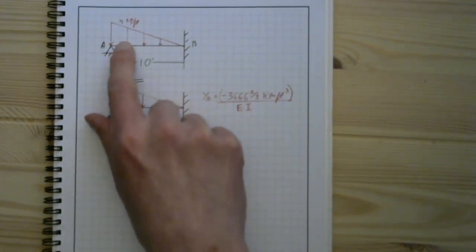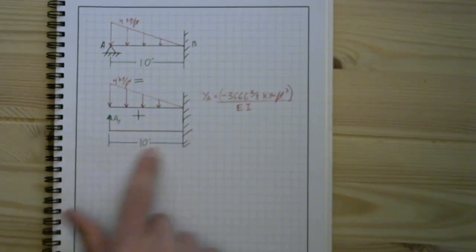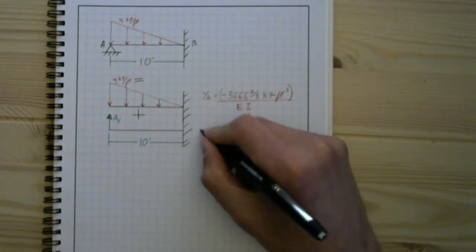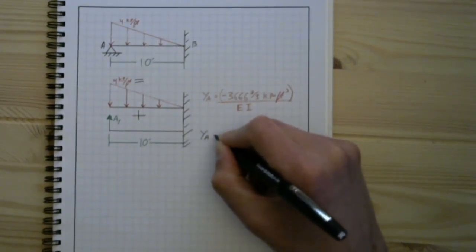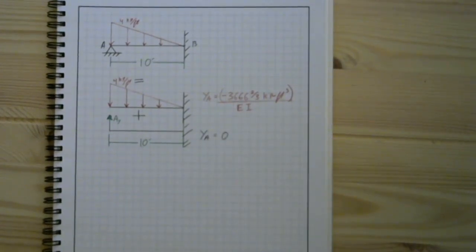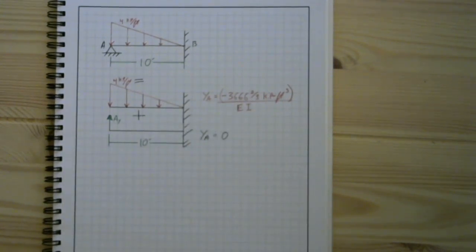And we can break this into two systems, right? This one and this one. So we know that the deflection caused by these two has to sum to 0. And we know what it is for this one already. It's negative 3,666 2/3 kip feet cubed divided by the Young's modulus and the second moment of inertia, which will of course be the same in both these systems.